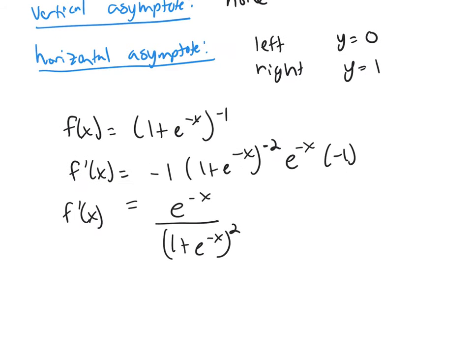So the denominator, again, won't be a 0. The smallest this inside part could be is 1. If I set this equal to 0 and solve, you set the numerator equal to 0, there's no solution here. So that means we have no critical points.